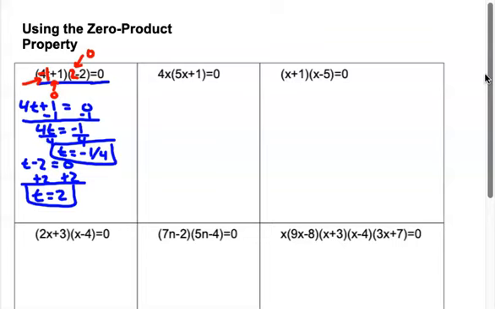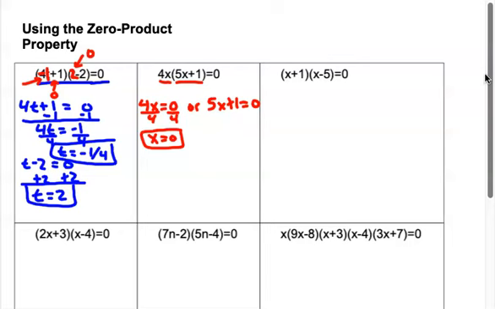Okay? All right, so this one, there's two factors that are multiplying to 0. So that tells me I should split them up to solve. One possibility is that 4x equals 0. The other possibility is that 5x plus 1 equals 0. The one on the left, if I want to solve for x, I'm going to divide both sides by 4. X equals 0 is one of my answers.